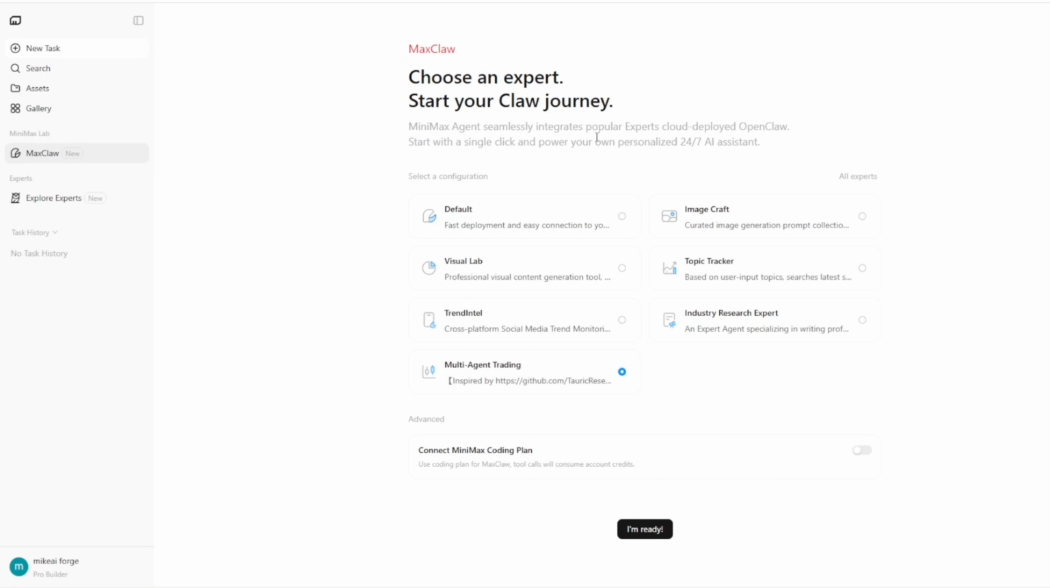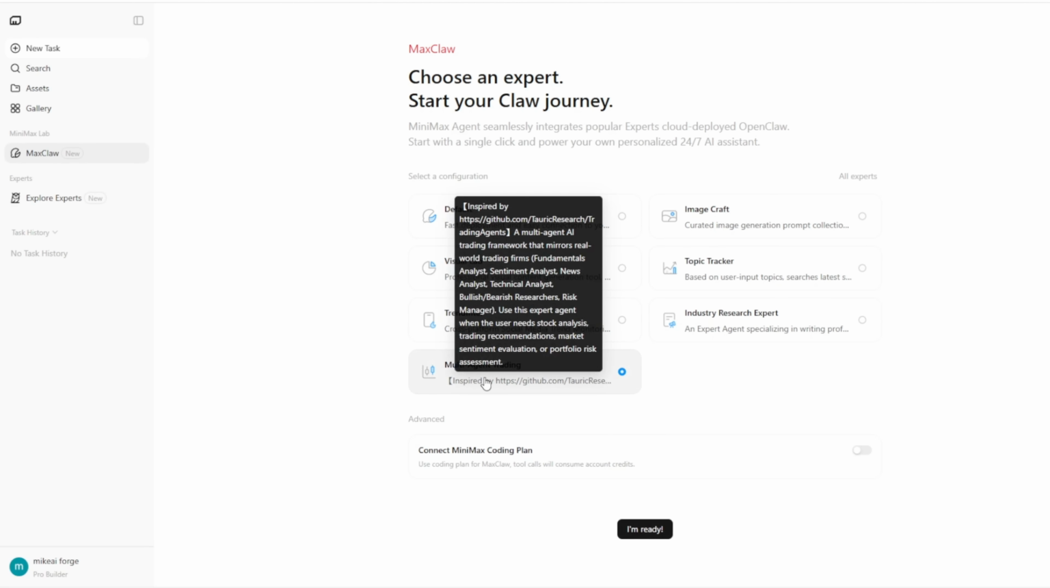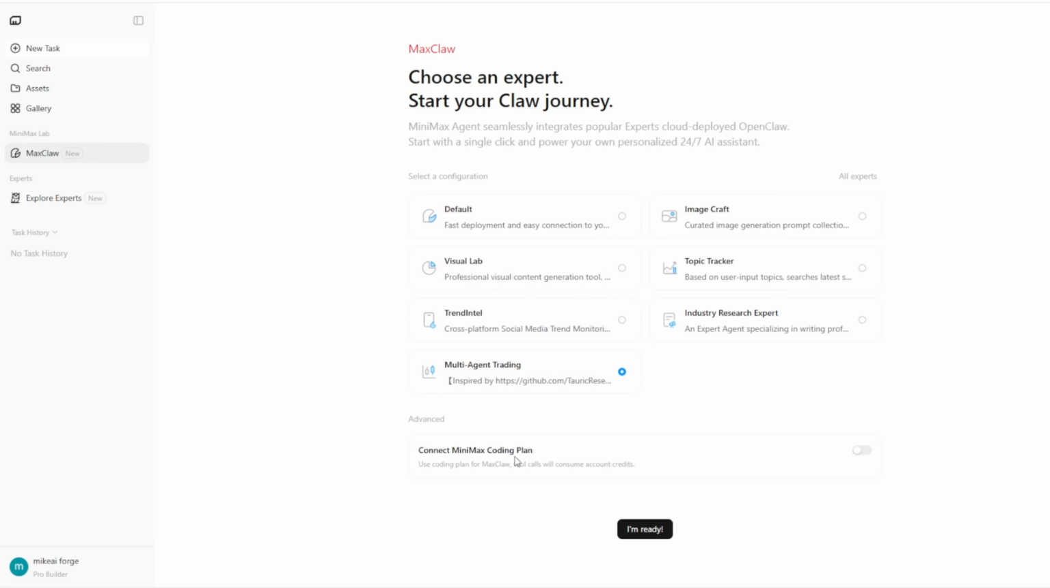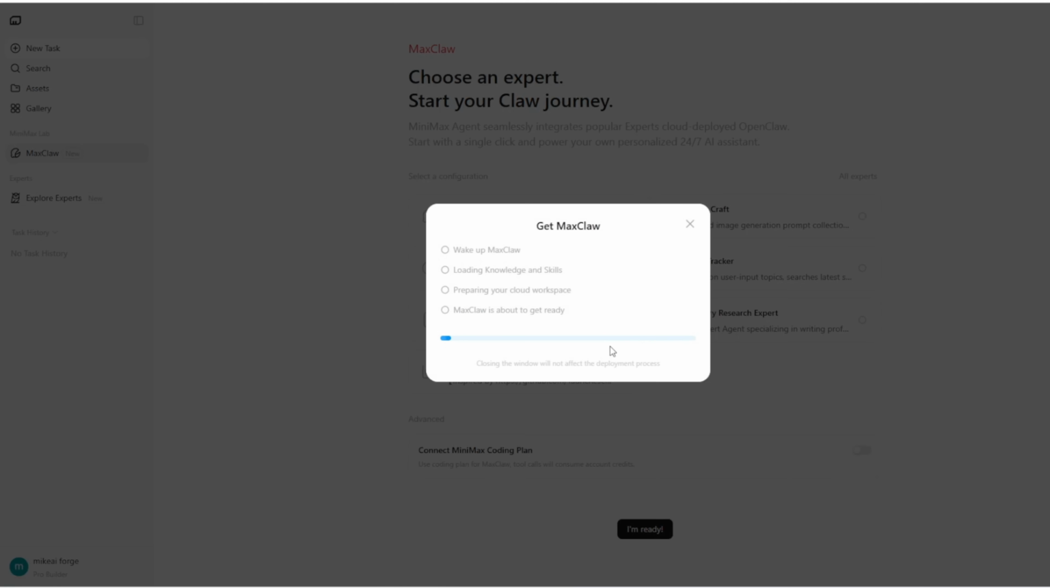Stop relying on generic single-thread chatbots to make your financial decisions. Today we are taking AI automation to an institutional level. I am going to show you exactly how to use MaxClaw to build, deploy, and automate an entire multi-agent quantitative trading firm that analyzes the market and sends you private intel while you sleep.